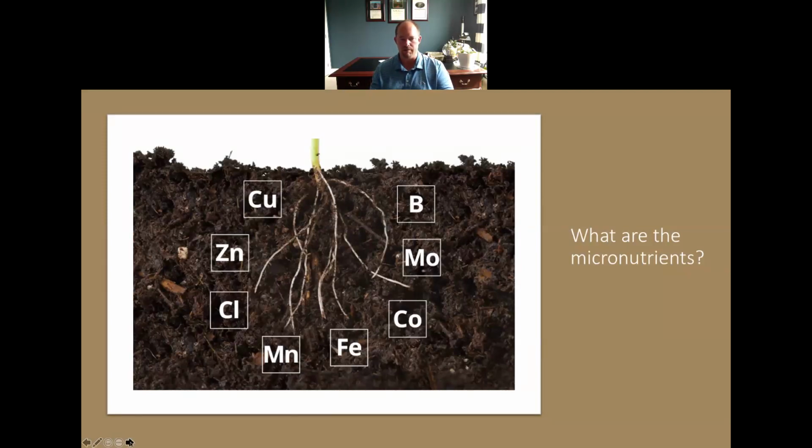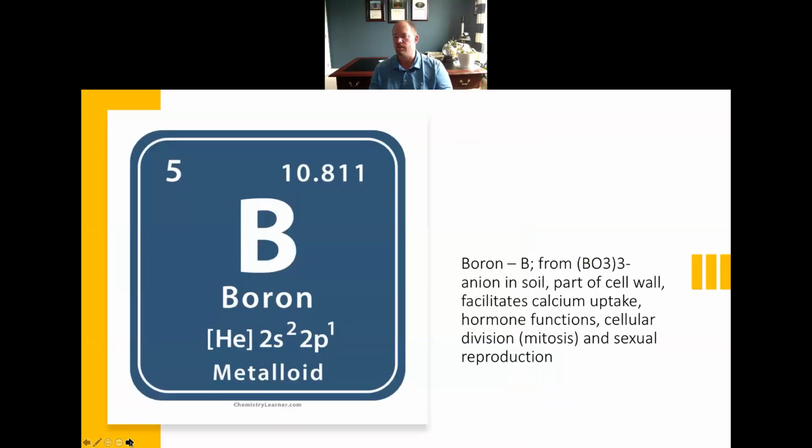So what are these micronutrients? Well, we'll start with boron. Boron is in the form of borate. Again, this is another anion, so it has a net 3 negative charge. It's coming to the plant from the soil, just like most of these, with the exception of carbon, which is primarily coming from the atmosphere, and oxygen, which is coming to some degree from the atmosphere, and the rest of it is coming from the soil in the form of water.